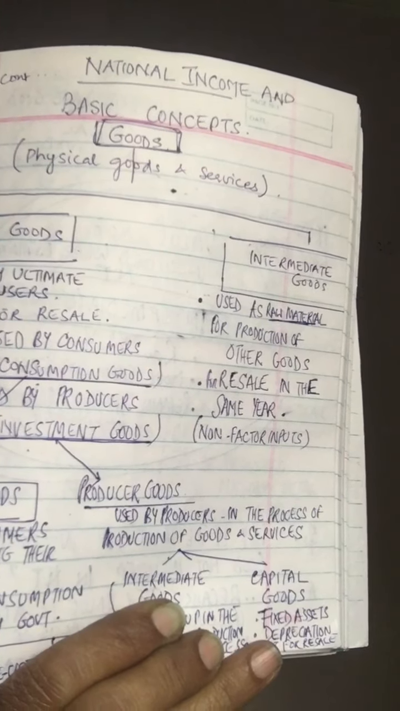So then talking about producer goods, or investment goods. Let's talk about investment goods. Even in producer goods, we have intermediate goods and capital goods. Intermediate goods are non-durable goods which are used by the producers as raw material during the production process. For example, use of electricity, office stationery, etc. And of course they are for resale in the same year.